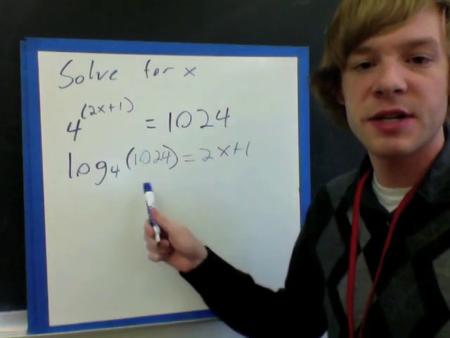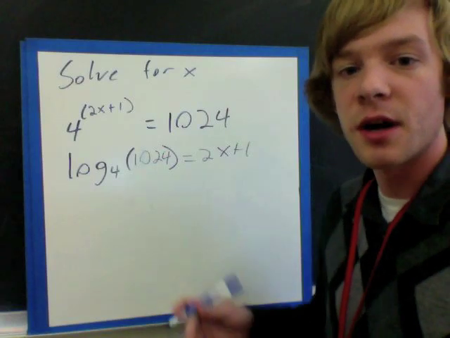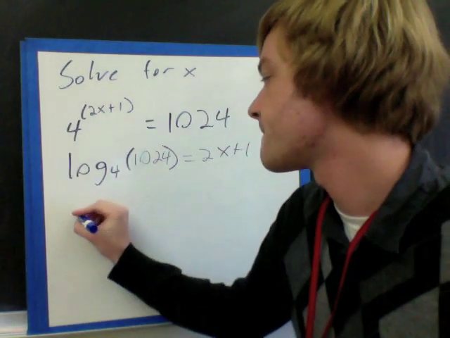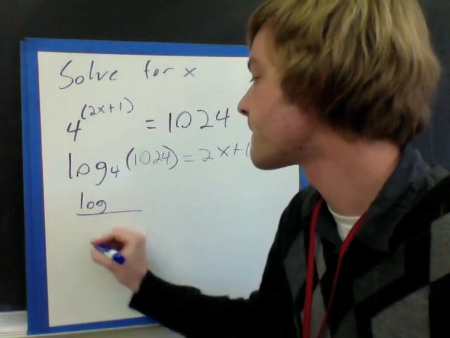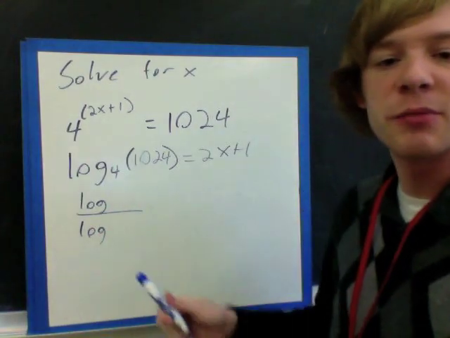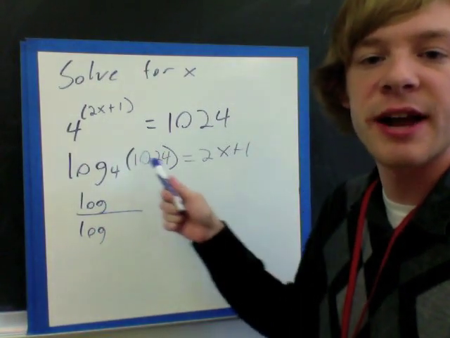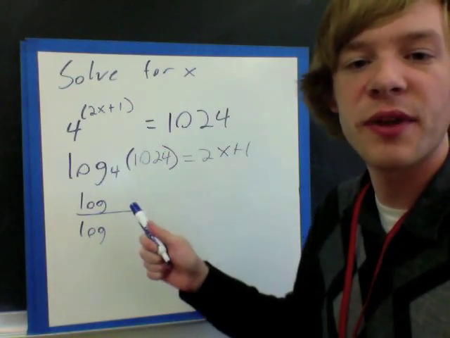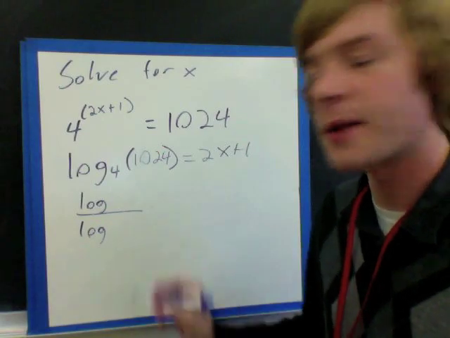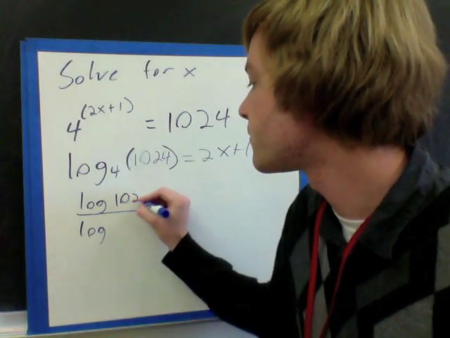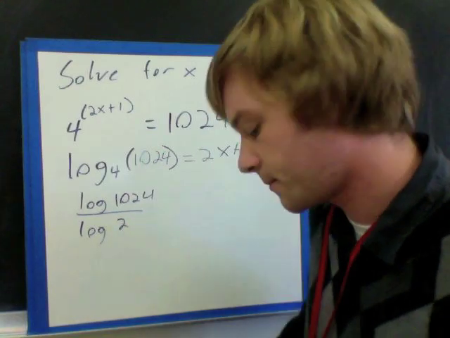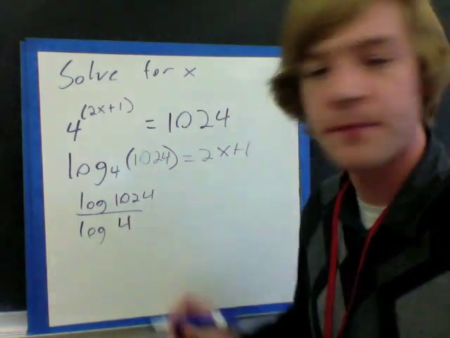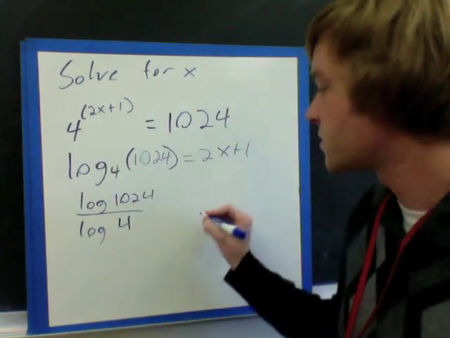Now for this next part, you're going to want to put this in the calculator. And in order to do that, we're going to have to rewrite this a little bit. If you remember, we are going to be dividing our two logs, and we're going to have the number inside parentheses on top and our base, our little number, on bottom. So we're going to have log of 1024 on top and then log of 4 on bottom. We still have the 2x plus 1 over here.